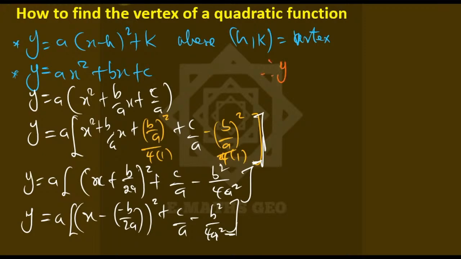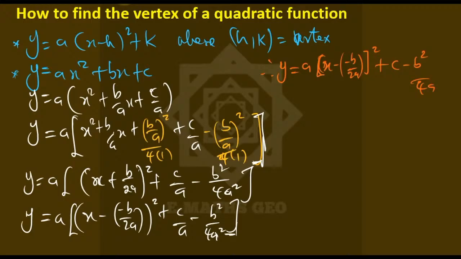Therefore, the function is now y equal to a times this, which is now x. You get this times this now. a is just affecting this one, which is x minus b over 2a, all squared. Why? a times this is c. a times the other one is b squared over 4a.